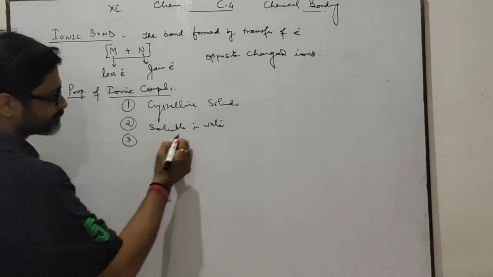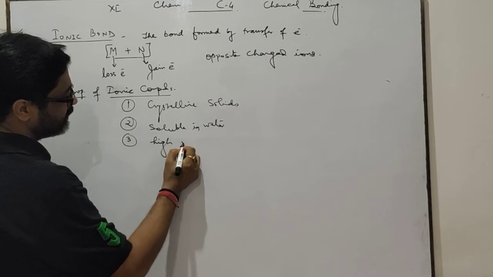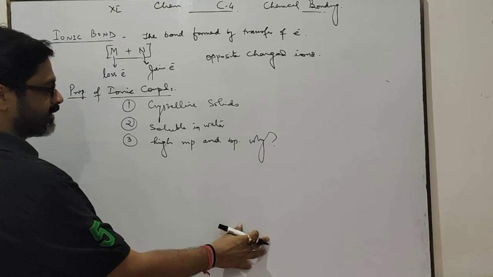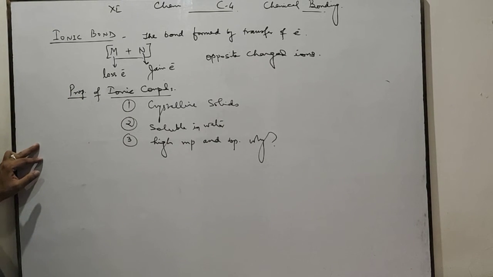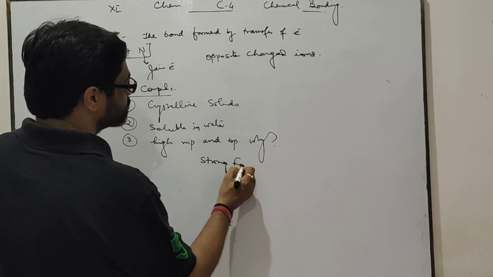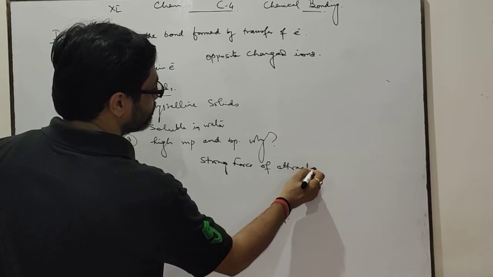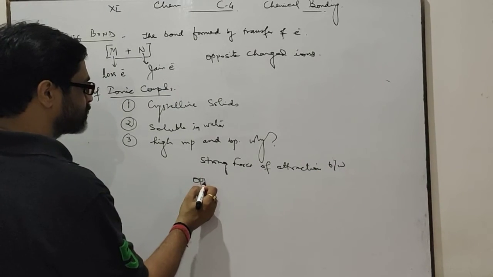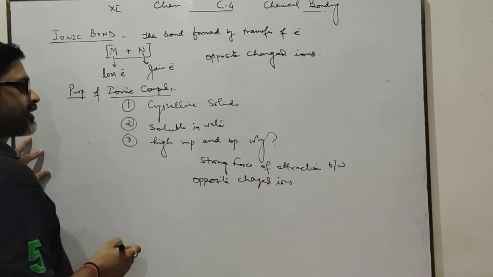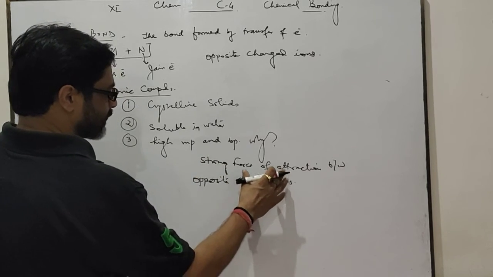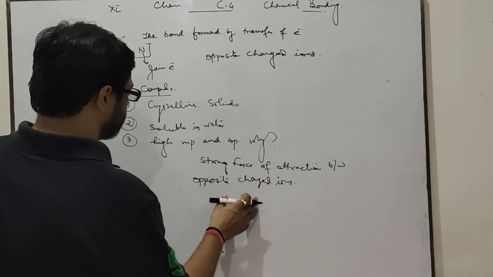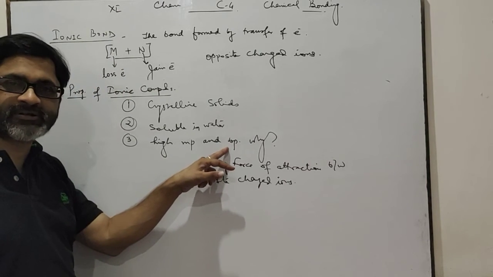Third one is they have high melting point and boiling point. Why so? This is a very important question. Why is the melting and boiling point of ionic compounds very high? This is due to a strong force of attraction between oppositely charged ions. Oppositely charged ions are bonded together, which requires more energy to break the bonds. Hence, ionic compounds have very high melting and boiling points.